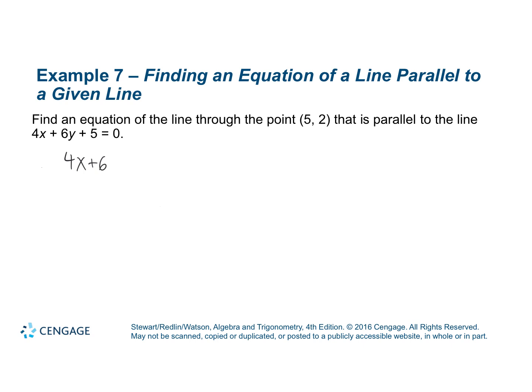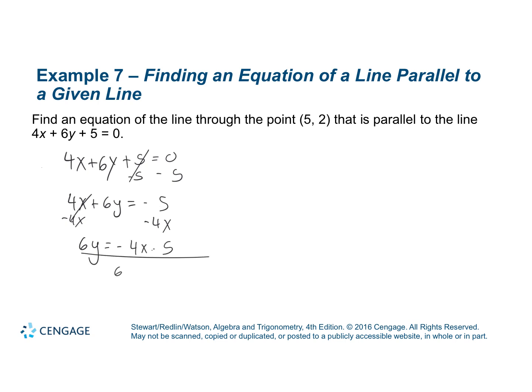4x plus 6y plus 5 is equal to 0. I'm going to start by subtracting the 5, and I'm left with 4x plus 6y is equal to negative 5. I'm going to subtract the 4x, so I'm left with 6y is equal to negative 4x minus 5. I'm going to divide everything by 6, and we're left with y is equal to negative 4/6x minus 5/6. That slope is going to simplify into 2/3, so we have y is equal to negative 2/3x minus 5/6.